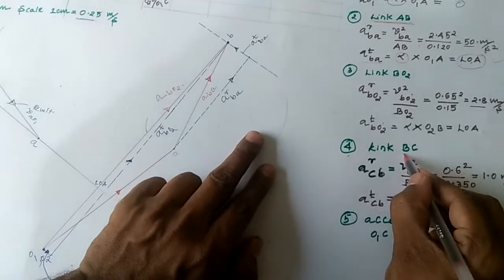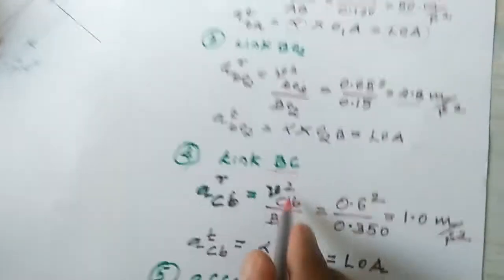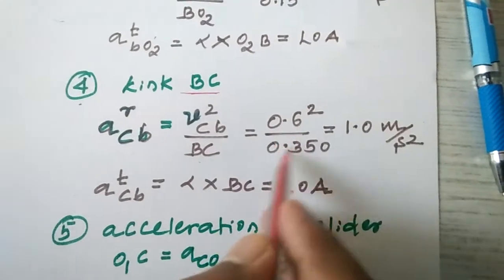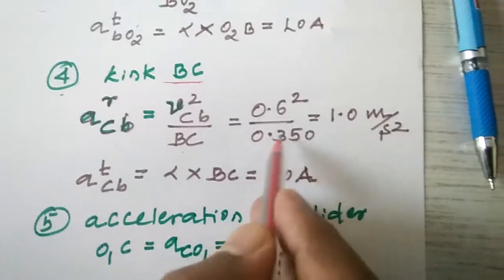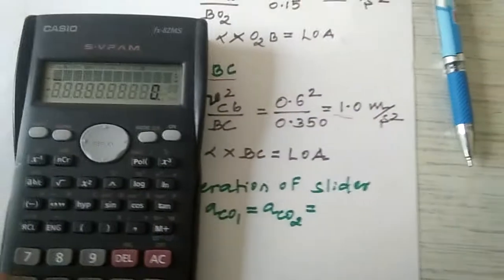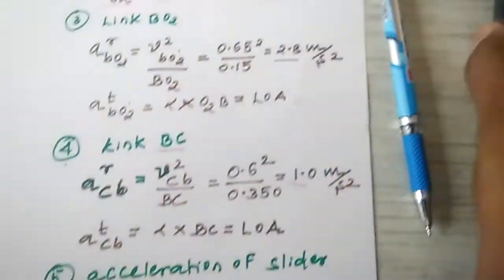Then come to the link BC. For BC, the radial acceleration of CB is V square CB divided by BC. It comes from the velocity diagram: 0.6 squared divided by 0.350. It comes as 1 divided by 5, so it comes as nearer to 0.2. Clear?